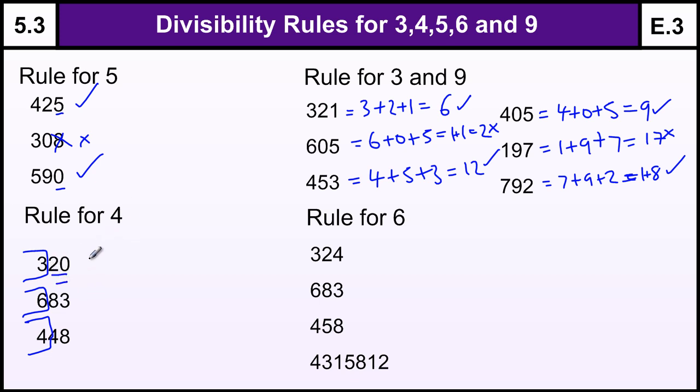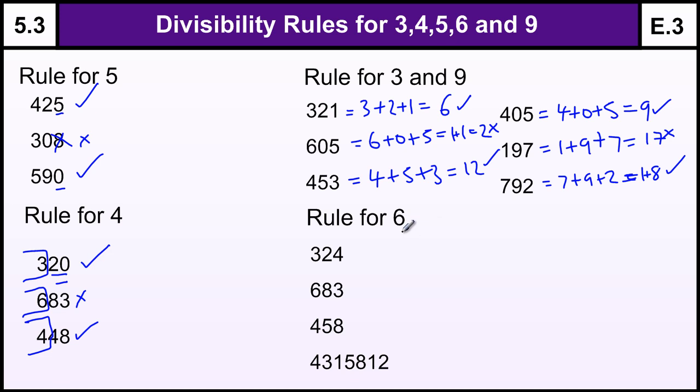So does 4 go into 20? Well, 5 4s are 20. So that's divisible by 4. Does 4 go into 83? Well, 4 goes into 80 20 times. So the next number will be 84, so that's not divisible by 4. And 48. Does 4 go into 48? Well, 12 4s are 48, so that is divisible by 4.